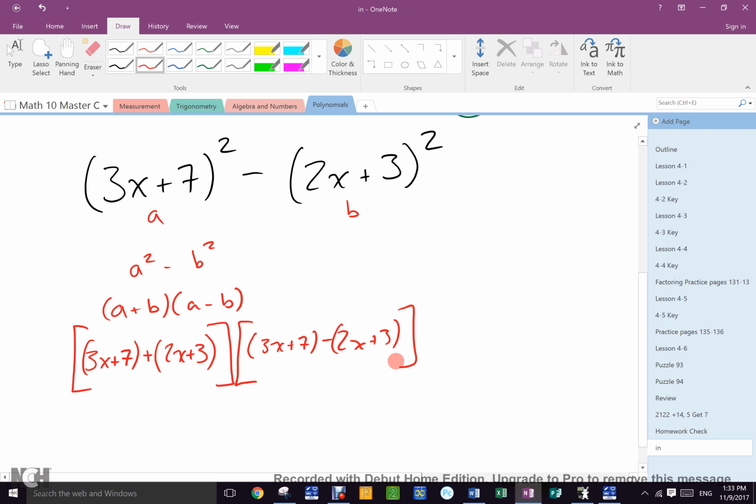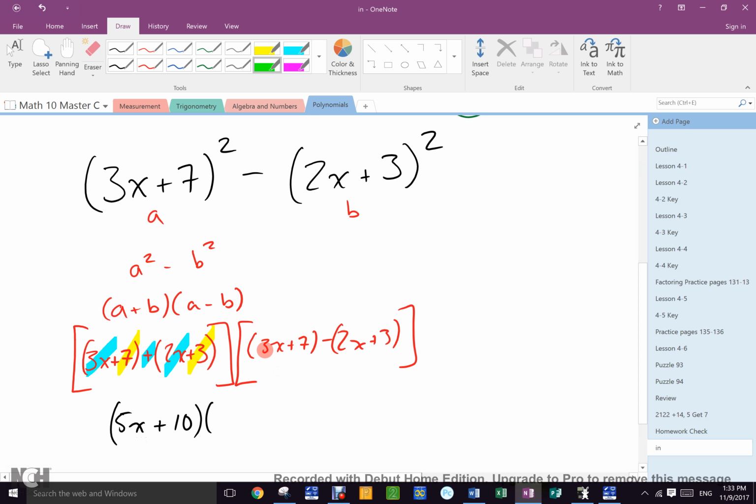Correct? Now, this is where grade 9 comes in. You got to know your grade 9 stuff. What can I do with 3 x's adding 2 x's? 5 x's. Is everyone okay? Okay. What do I do with positive 7 adding positive 3? Plus 10. Yes? Okay.